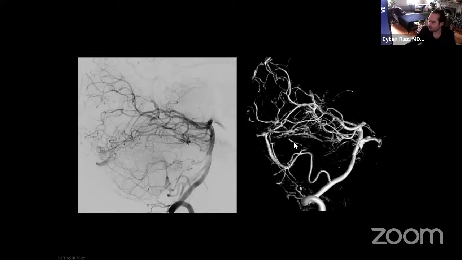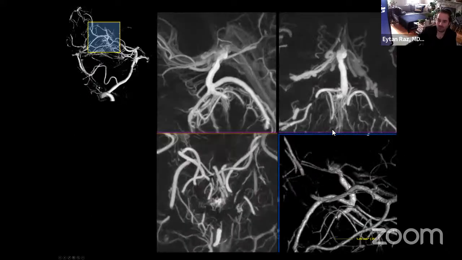But if you get the DynaCT and you just look at this, it's not going to help you so much. You have to do a small volume VOI. When you do a small VOI, you see things in a magnificent way. And I put a marker here to let you understand how magnified this is.